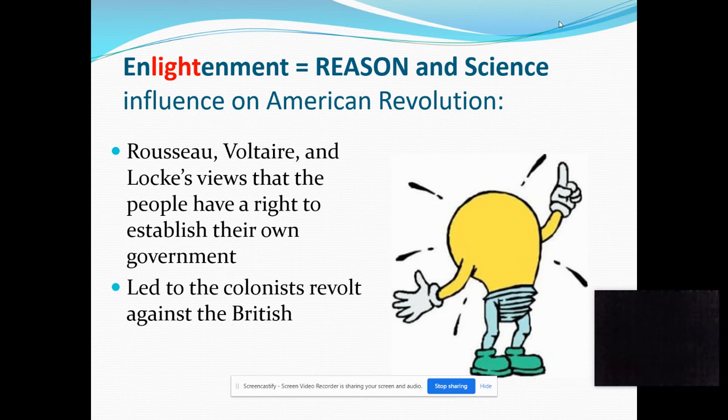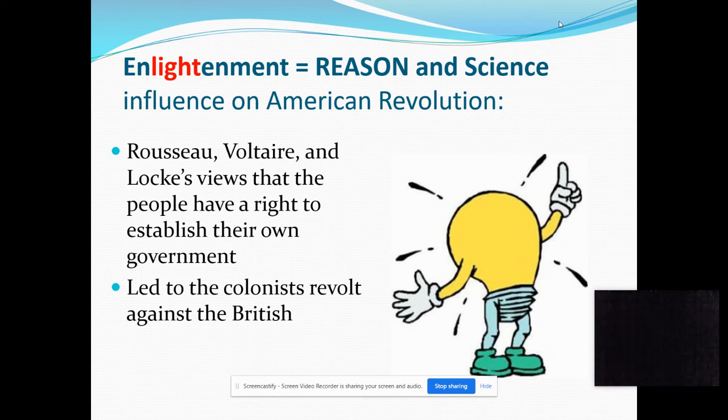Notice I have that word light highlighted in there, and I have the dumb light bulb. I'm going to make you draw that in a minute. The Enlightenment was more reliant on science and reason and learning. And so, because of this, a lot of these famous philosophers that you heard about in world history emerged and wrote their ideas. They wrote their ideas on all kinds of things, from science to space exploration to religion and politics. And in this case, their political philosophies are another influence on the American Revolution.